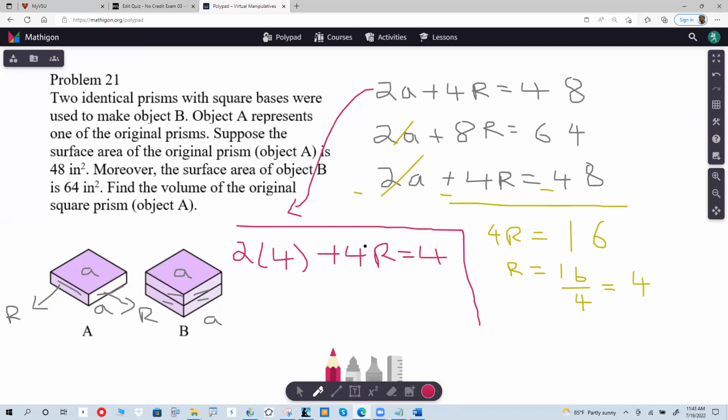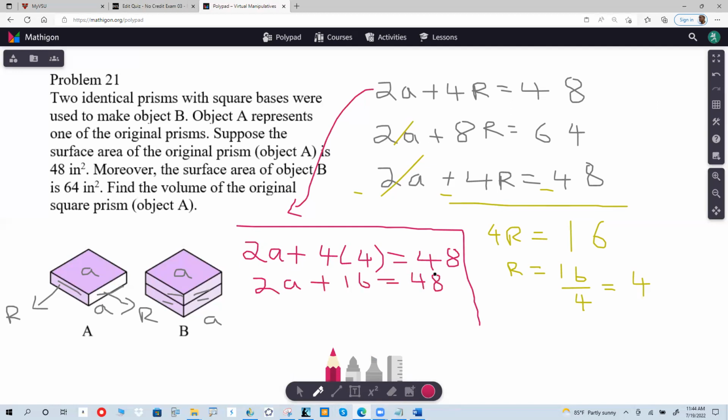I take it back, guys, I made a tiny mistake and let's fix it. 2 times A, I don't know what A is, plus 4 times R. Instead of R, I'm going to write 4, equals 48. And what do I get? 4 times 4 is 16. 2A plus 16 is 48. I'll subtract 16 from both sides. 2A is 32. To find A, I divide both sides by 2. I get 16.